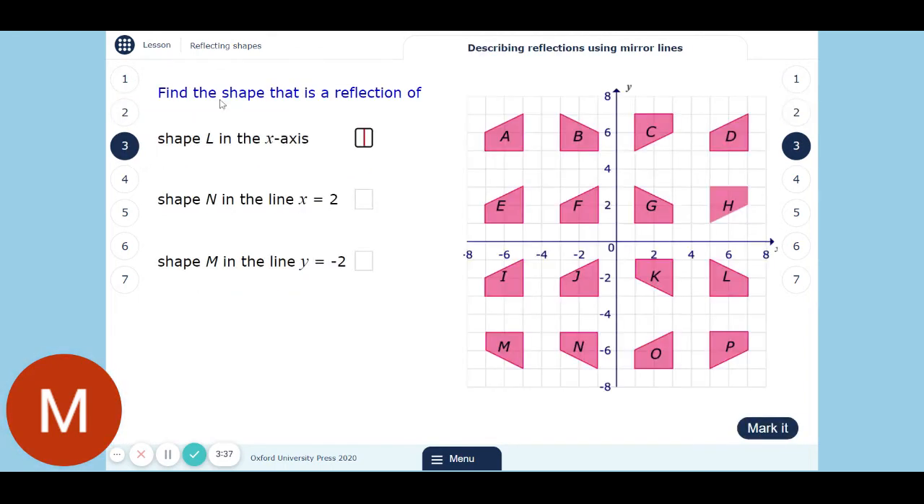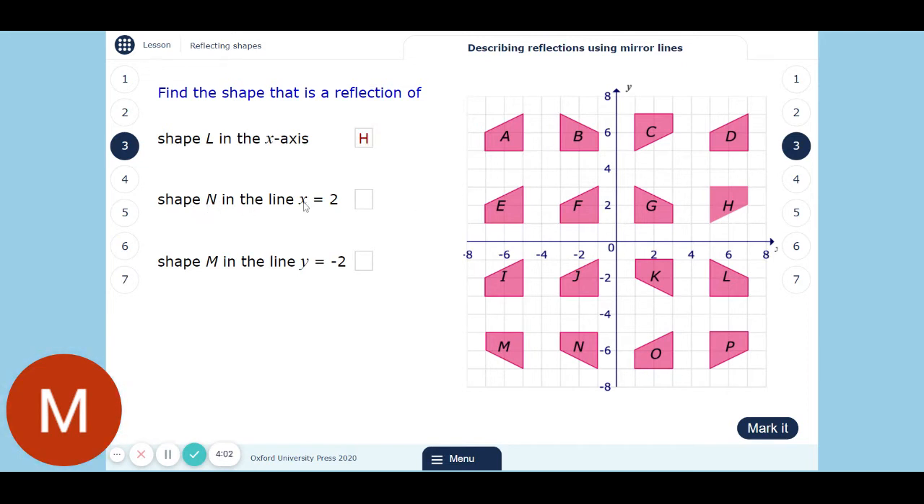Right, so now let's have a practice of finding some shapes and reflections. So find the shape that is a reflection of L in the x-axis. So this is the x-axis. There's shape L, and you can see that H is the reflection there. You know, it's 1 below, that's 1 above. This is 2 above, that's 2 below. So it's shape H.